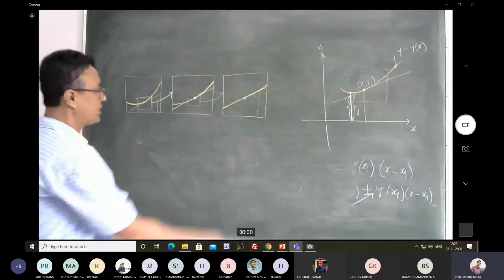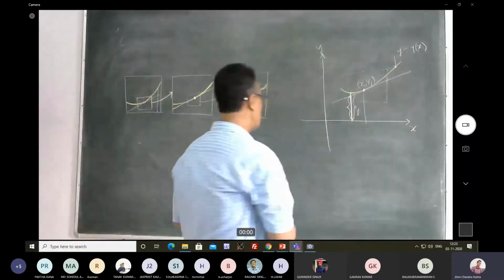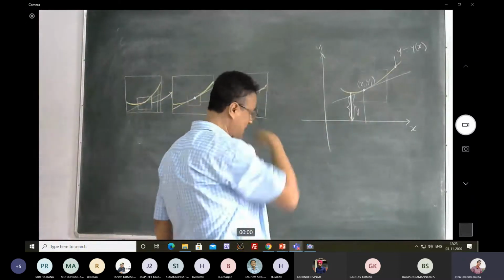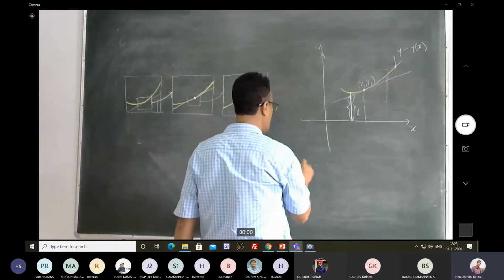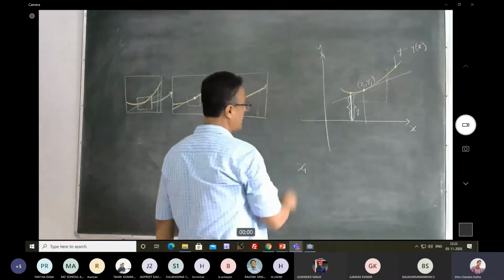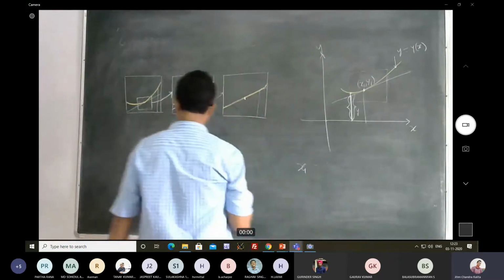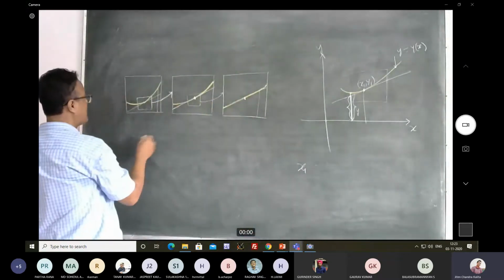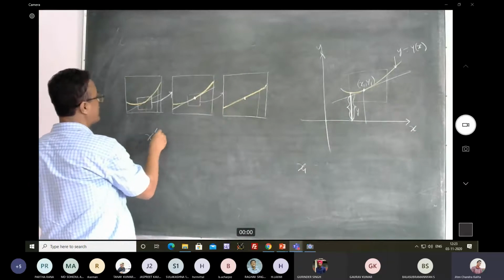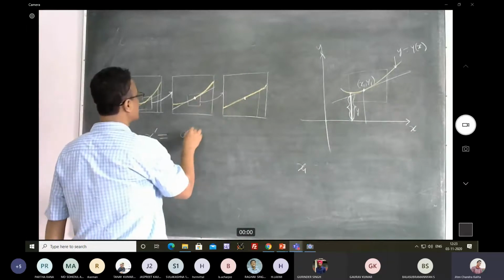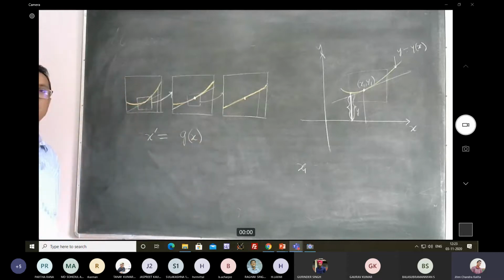Because we already know how to linearize it, suppose I am considering a one-dimensional problem. Say x1 is a critical point. So my system is going to be something like x prime equals g of x.